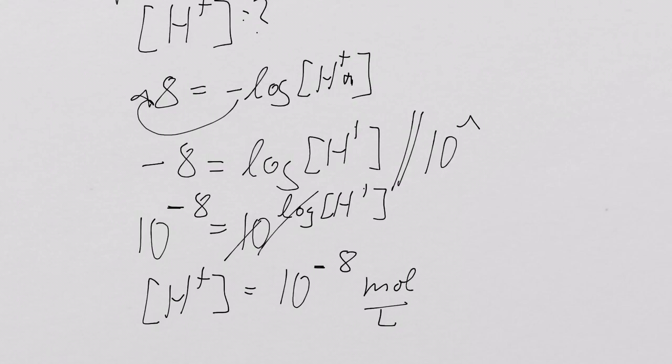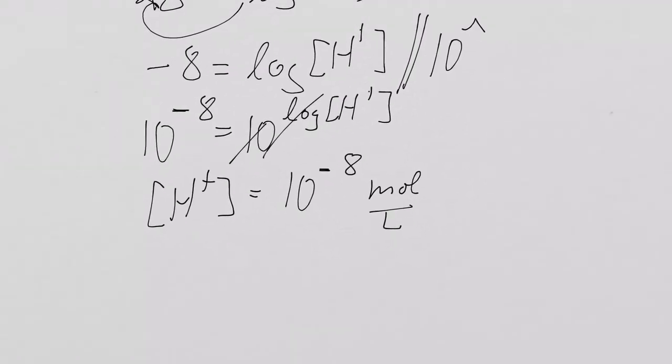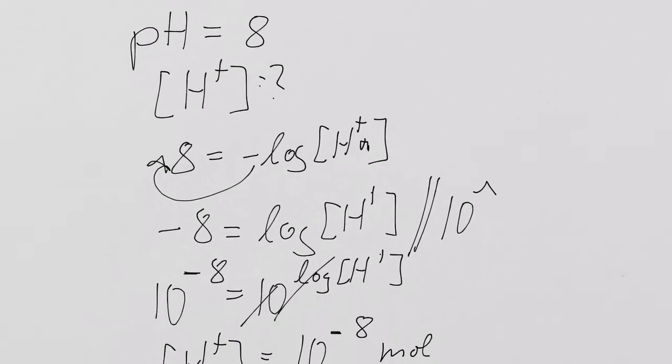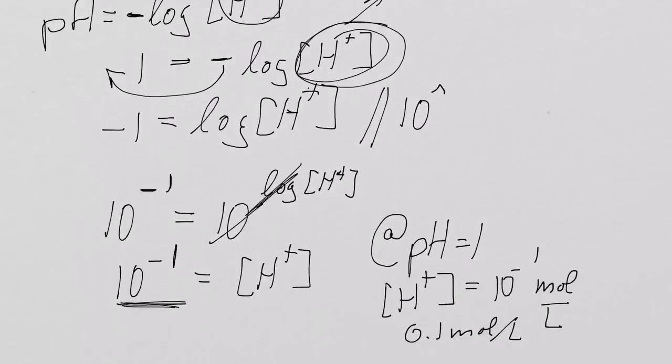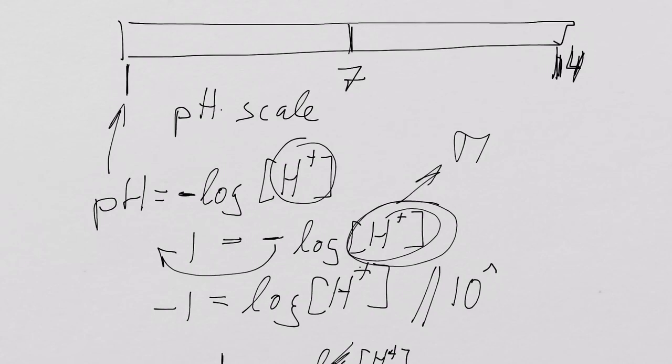Question for you guys. Can we have a pH? I told you on our pH scale it usually starts with 1. Can the pH be smaller than 1? Yes? Can the pH be higher than 14? I haven't ever seen it smaller than 1 or higher than 14. Can it be smaller than 1? Okay, you figure it out. I shall see you on Thursday.